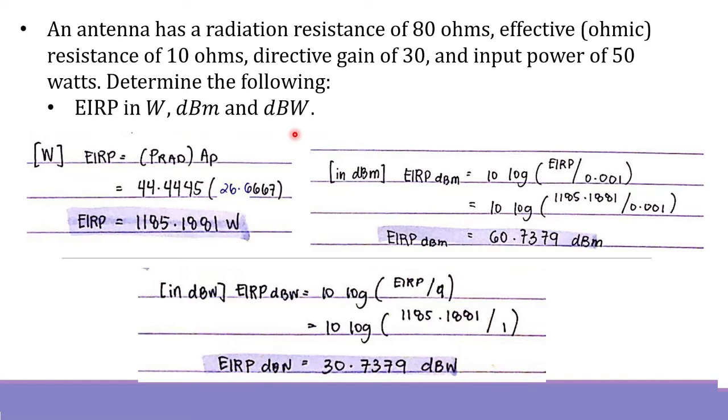Then just substitute 10 log 1185.1881 over 0.001. We will have the EIRP value in dBm as 60.7379 dBm. Next is the value of EIRP in dBW, which we will use this formula 10 log EIRP over 1. Just substitute 10 log 1185.1881 over 1. We will have the value of EIRP in dBW as 30.7379.